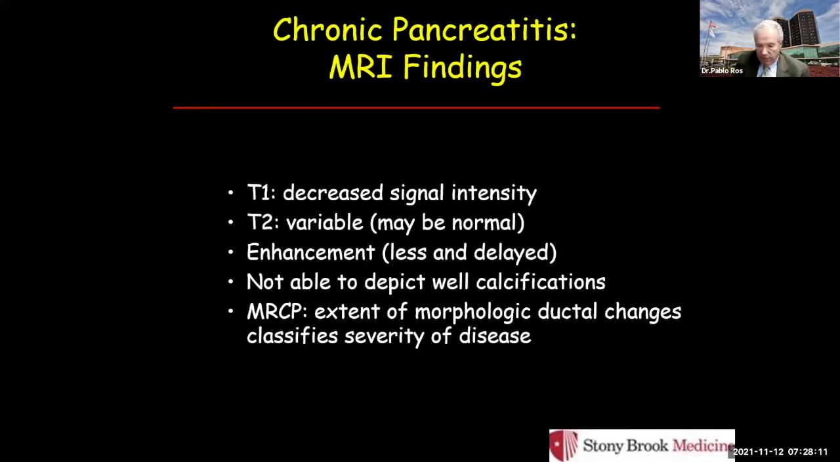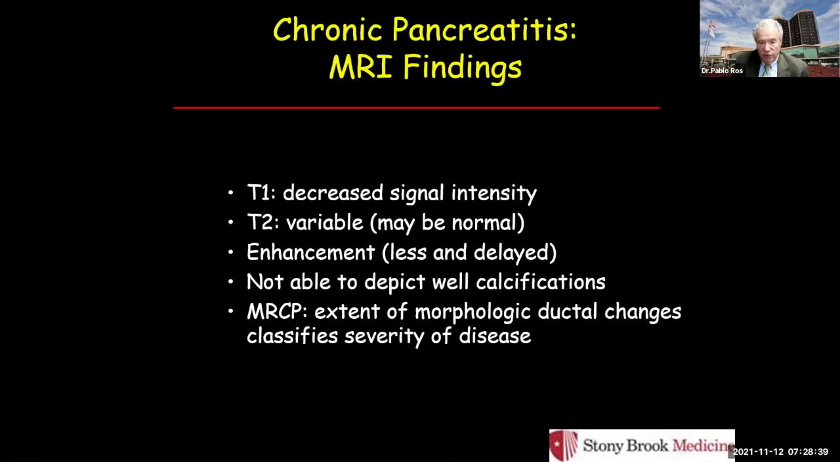MR findings: in T1, the pancreas is less juicy, if you want. I worked with a pathologist in Washington at the AFIP who said the pancreas in pancreatitis becomes pickled. It's the same as between a fresh cucumber and a pickled cucumber. It's drier. So the T1 decreases in signal. The T2 is more variable, maybe normal. The enhancement is less and delayed. In MR, obviously, the calcifications are not depicted at all. CT has, this is one of the major advantages.